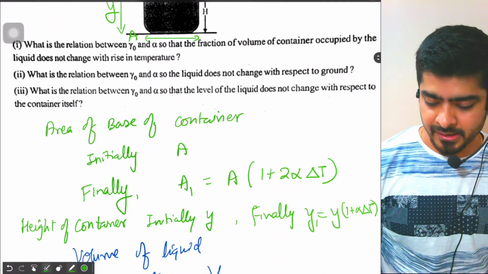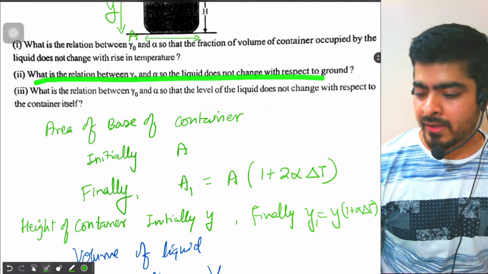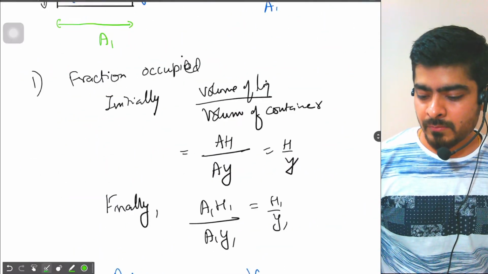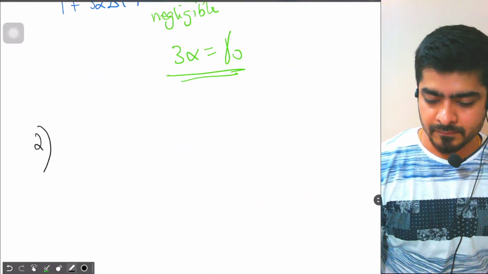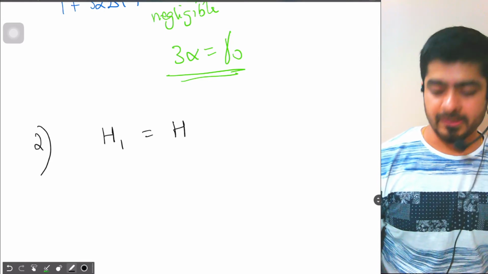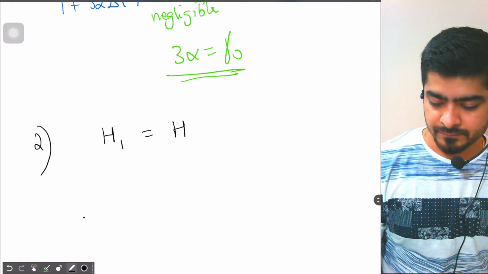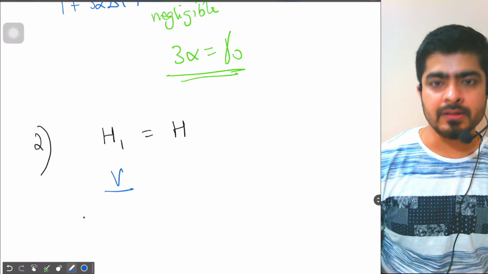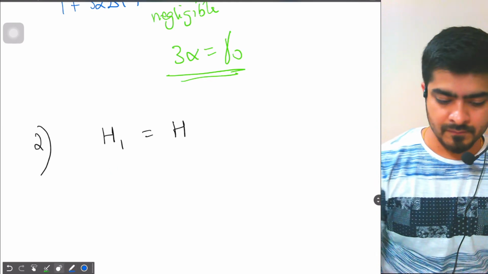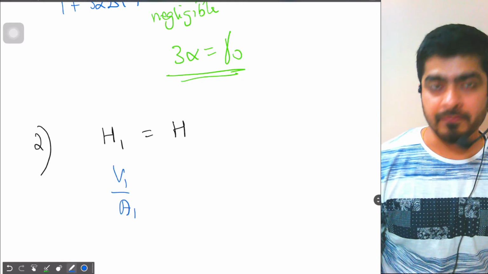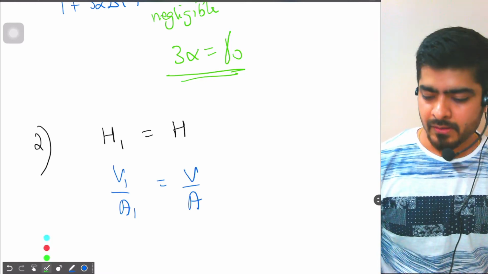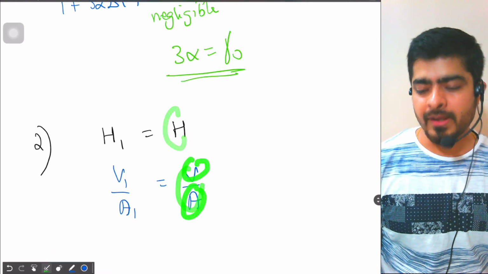Now the second part is asking what is the relation between gamma naught and alpha so the liquid level does not change with respect to ground. So basically in the second part what they are saying is that the final height of the liquid should be equal to the initial height. So final height is V1 divided by A1, and H could be written as V divided by A, total volume of liquid divided by area of the base.